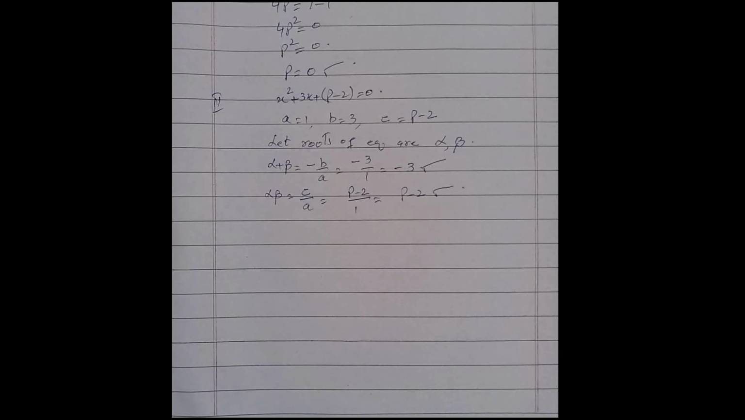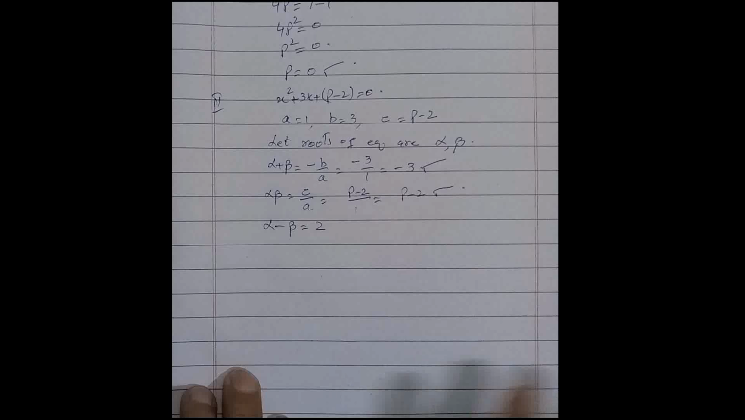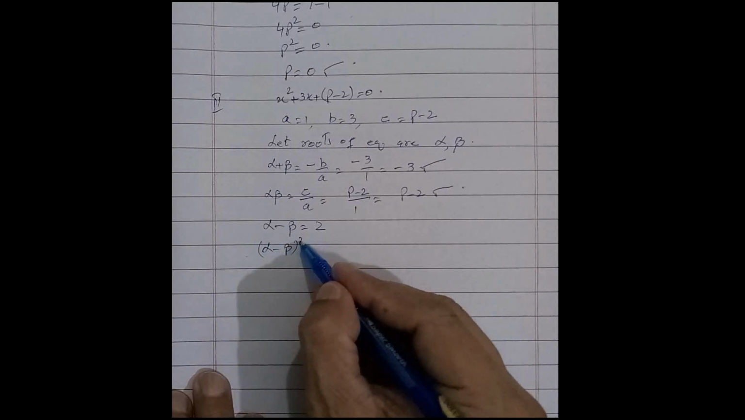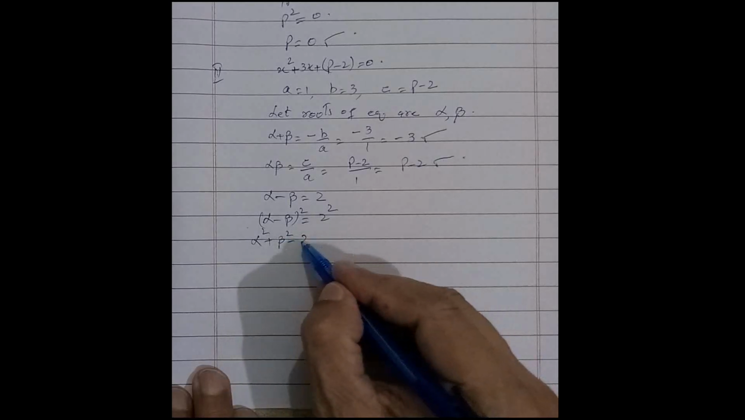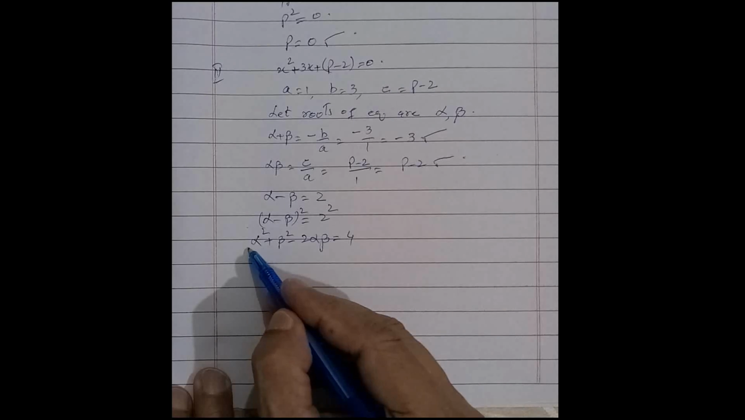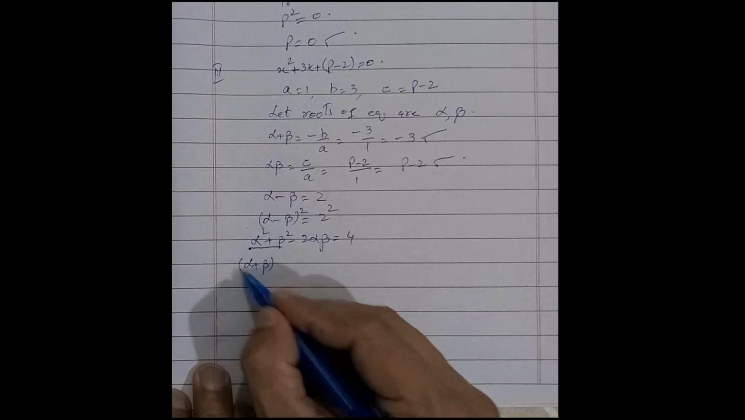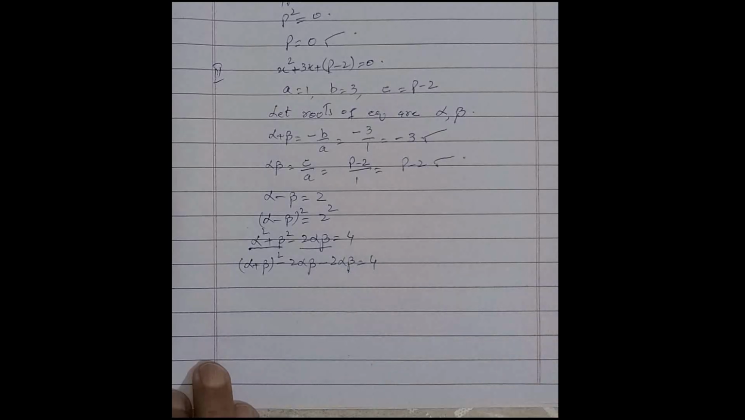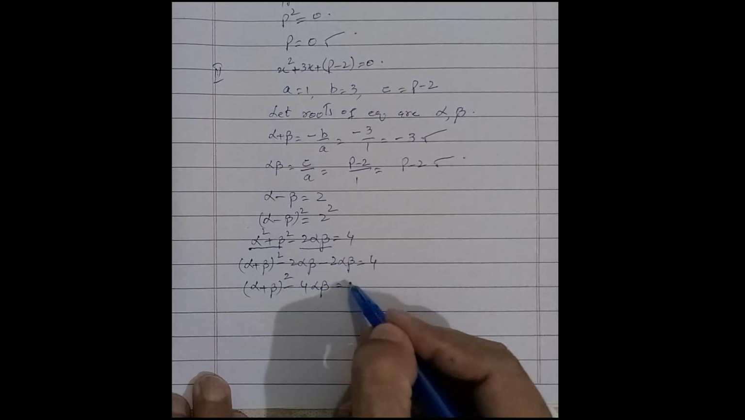And according to the question, the roots of the equation differ by 2. So according to the condition, alpha minus beta is equal to 2. So take the square on both sides, we get alpha minus beta whole square is equal to 2 square. Simplify these values, we get alpha square plus beta square minus 2 alpha beta is equal to 4, and convert this alpha square plus beta square into alpha plus beta whole square minus 2 alpha beta, minus 2 alpha beta equal to 4. Now simplify: alpha plus beta whole square minus 4 alpha beta is equal to 4.